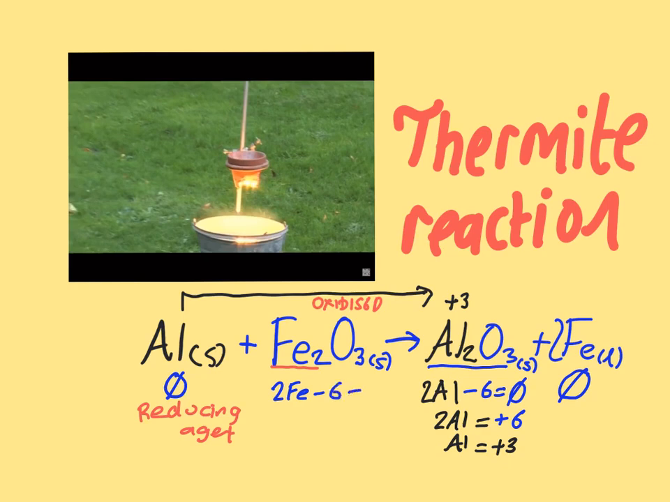Let's now look at the oxidation state of the iron using the same principles. There's no charge on iron oxide, so with 3 oxygens the overall charge is +6, and therefore iron has an oxidation state of +3. The iron then has gone from +3 all the way down to 0, and therefore we can see it's gone down the ladder, and therefore it has been reduced. So the iron oxide, because it's given up its oxygen, is the oxidizing agent.